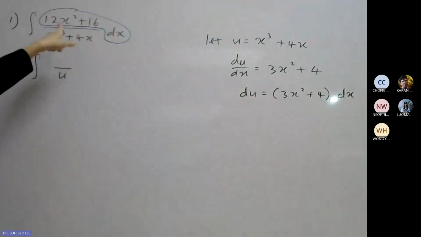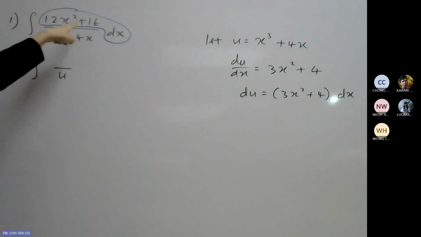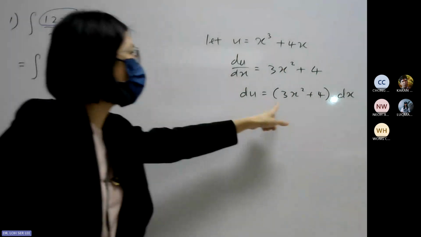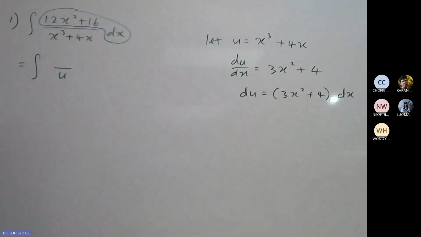And now come back to this one. What do we need? This is 12x squared plus 16 dx. But this is what we have. So what do we do?